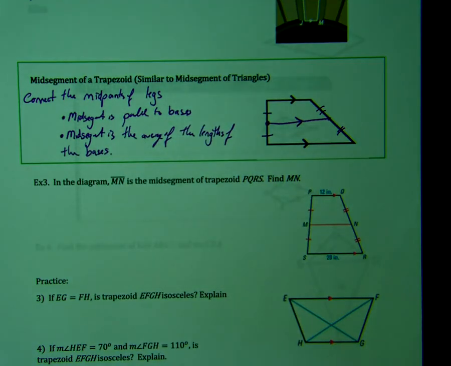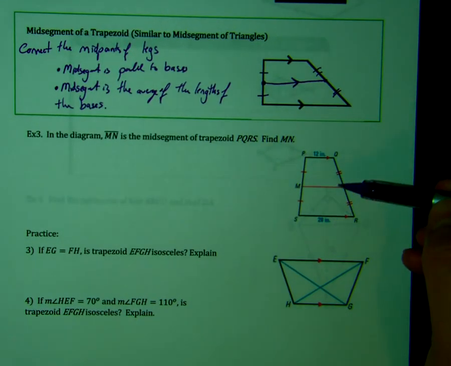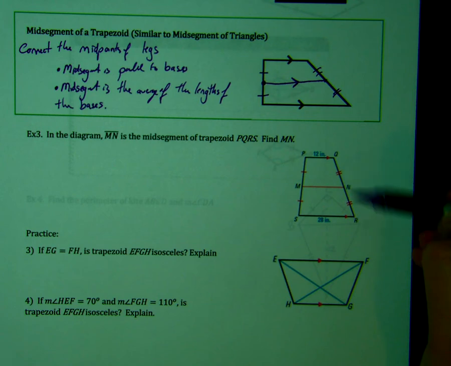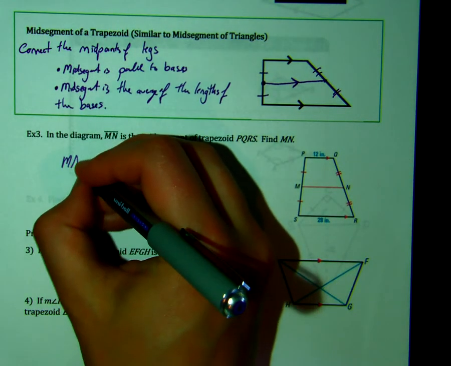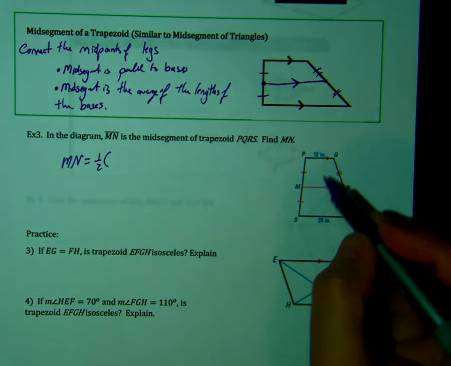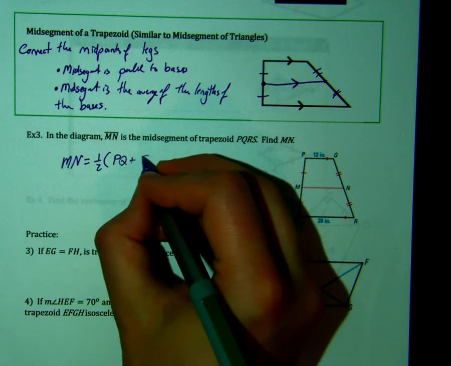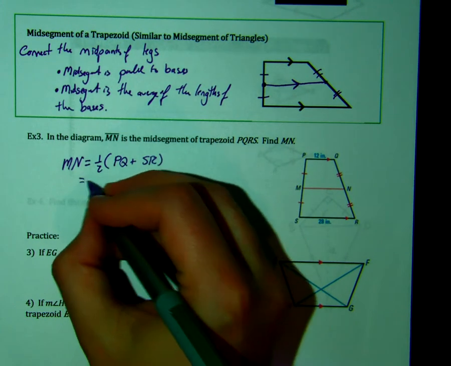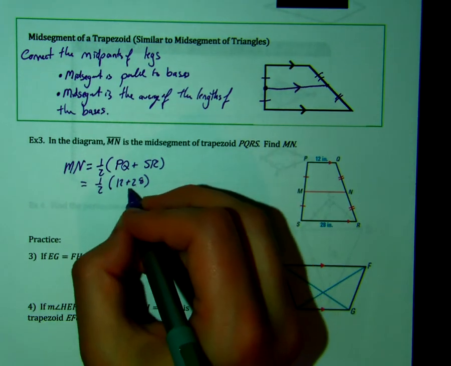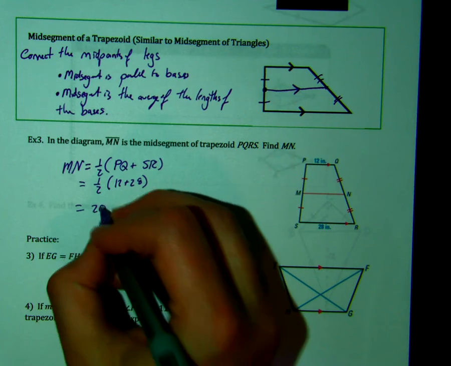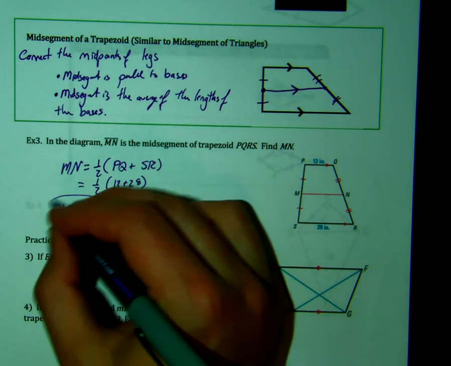Okay. So now we can use that in a couple of different problems here. If I have a midsegment, I know M is the midpoint, N is the midpoint. This is a trapezoid. So the length of the midsegment, MN, is the average of the bases. So this is going to be PQ plus SR, so half of 12 plus 28. These add up to 40. Half of that is 20. So MN is 20, and what units do we have here? Inches.